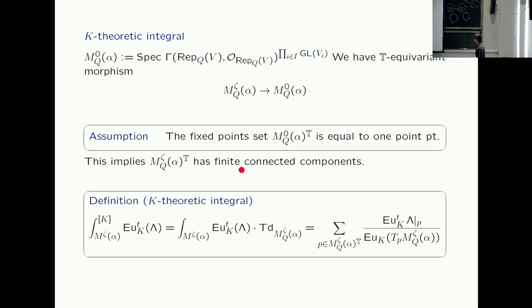So for simplicity, we assume the fixed point set is equal to one point. That means we take a kind of coarse moduli space. So we have a map from our framed moduli to the coarse moduli space. Then we assume the fixed point set of the coarse moduli space is equal to one point. This implies the fixed point set of our framed moduli has finitely many connected components.